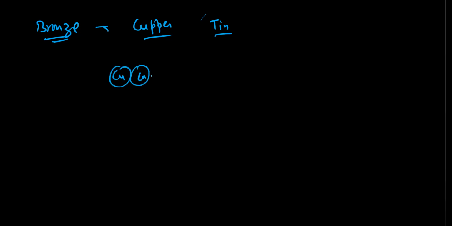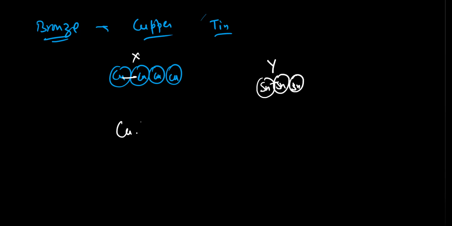atoms. This is a copper atom, and this is a tin atom, Sn is tin. Let the force of attraction between copper atoms be X and between these copper atoms be Y. Copper and tin like each other. They don't repel each other, so copper will attract the tin with more force.